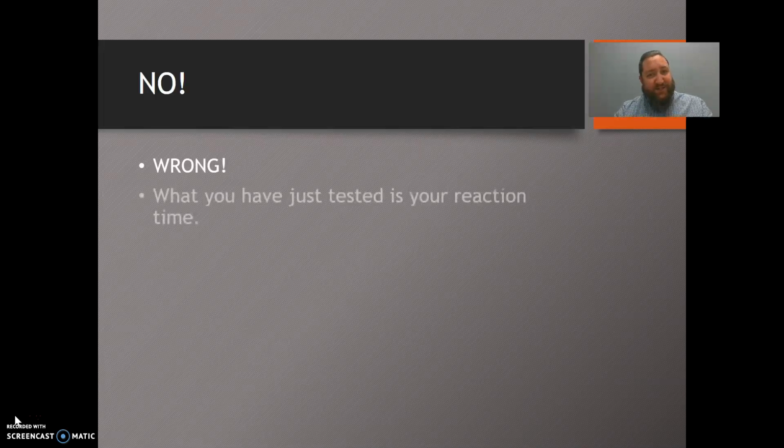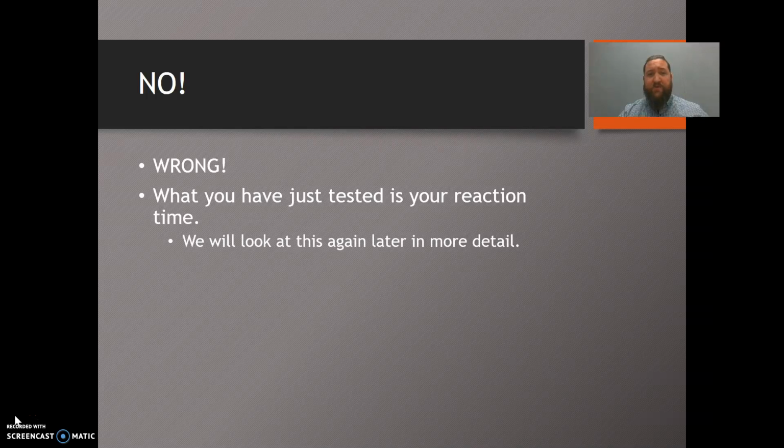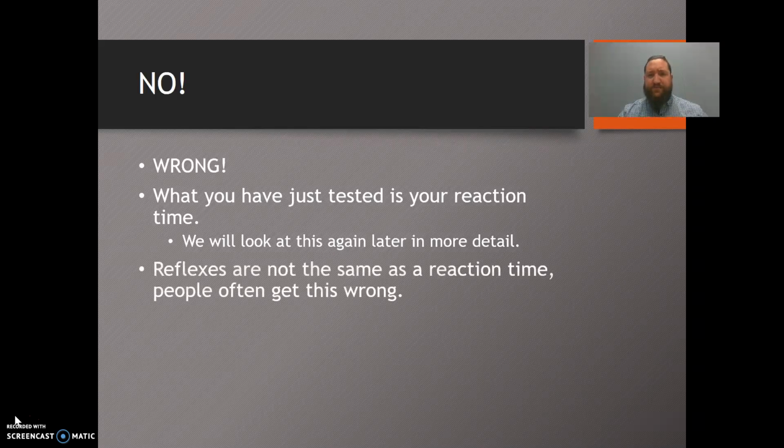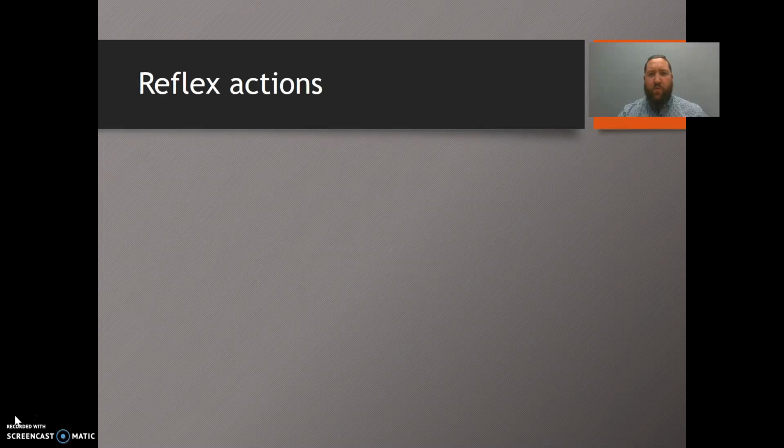So that's actually wrong. What you've tested there and what you saw in those videos of the old Wild Western shootouts was actually not an example of good reflexes, but an example of a good reaction time. So we're going to have a look at reaction time in a bit more detail later and give you a more detailed test that you can do for that. But let's have a look at what reflexes actually are. So they're not the same, and people obviously get this wrong quite often.